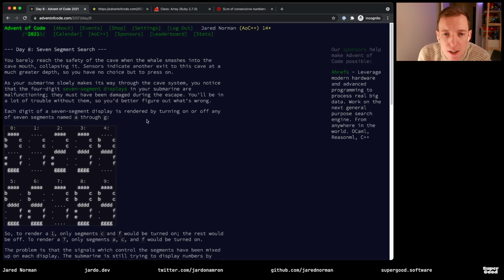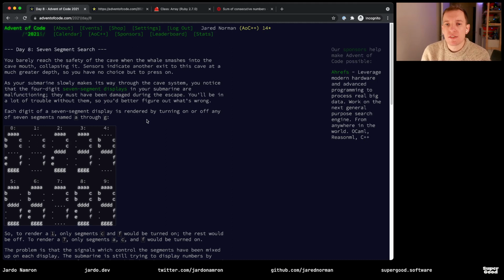Here, let's go. You barely reach the safety of the cave when the whale smashes into the cave mouth, collapsing it. Sensors indicate another exit to this cave at a much greater depth, so you have no choice but to press on. As your submarine slowly makes its way through the cave system, you notice that the 4-digit 7-segment displays in your submarine are malfunctioning. They must have been damaged during the escape. You'd be in a lot of trouble without them, so you'd better figure out what's wrong.